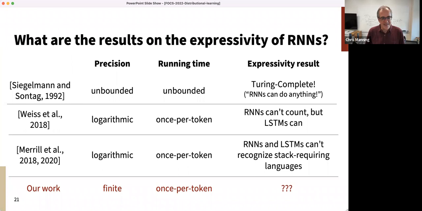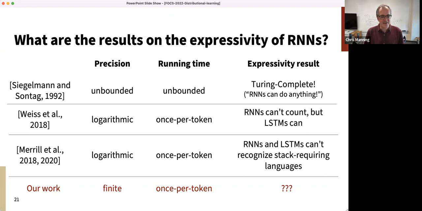In particular, the way we actually use RNNs in all these applications is we just have them do one step of computation for each input signal that we read. And so the ways in which you can hide a Turing machine inside an RNN if you're allowed to do unbounded running time don't exist when you're just doing one step per token.